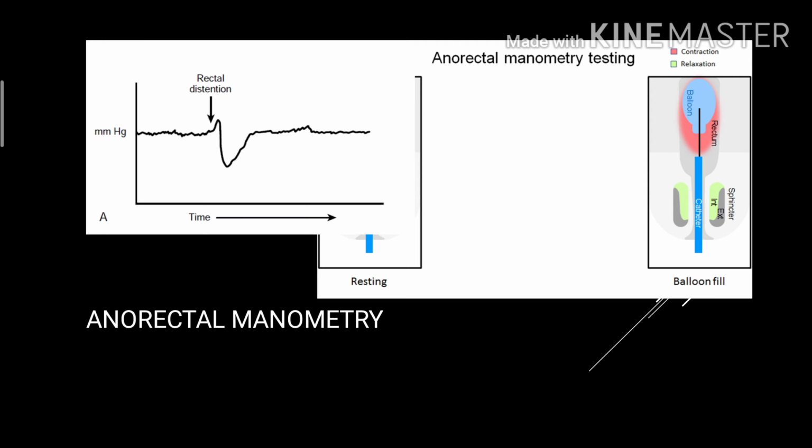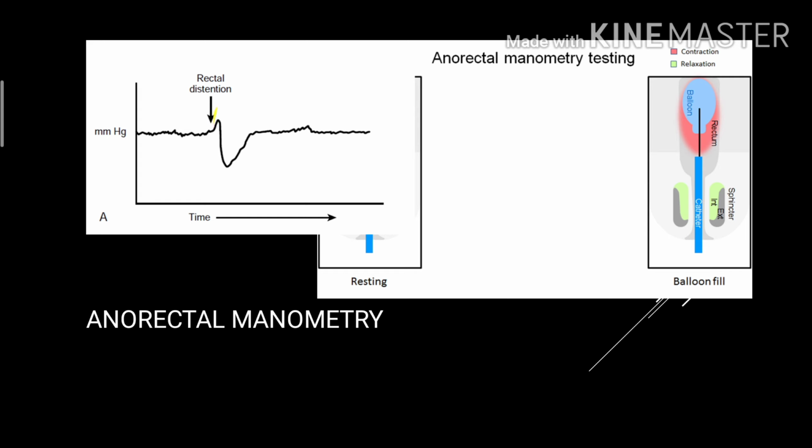So in a graph like that, if this is the graph of the sphincter, this is a normal sphincter tone happening. Once there is a rectal dilatation, what should happen is the sphincter tone should come down.